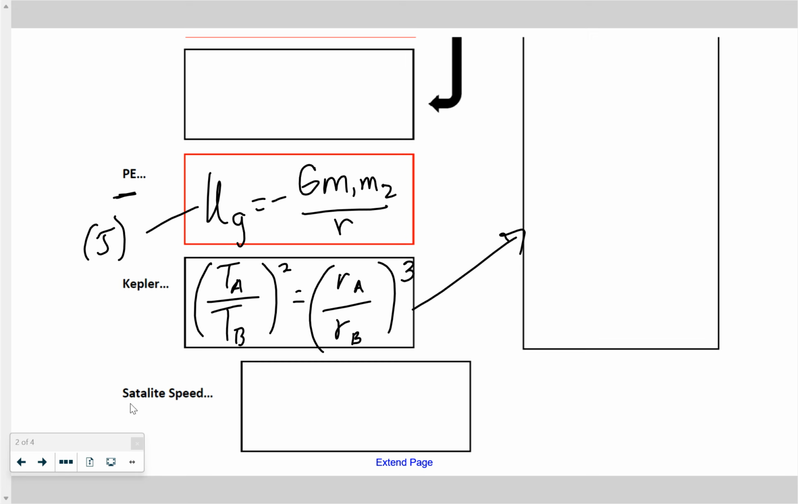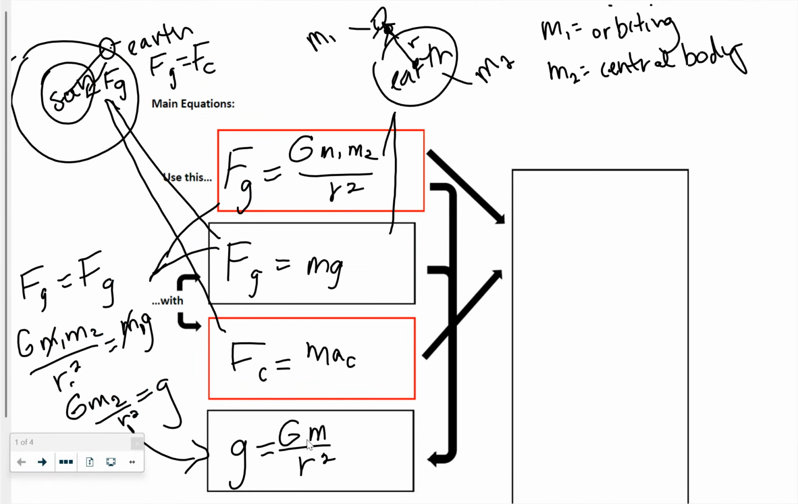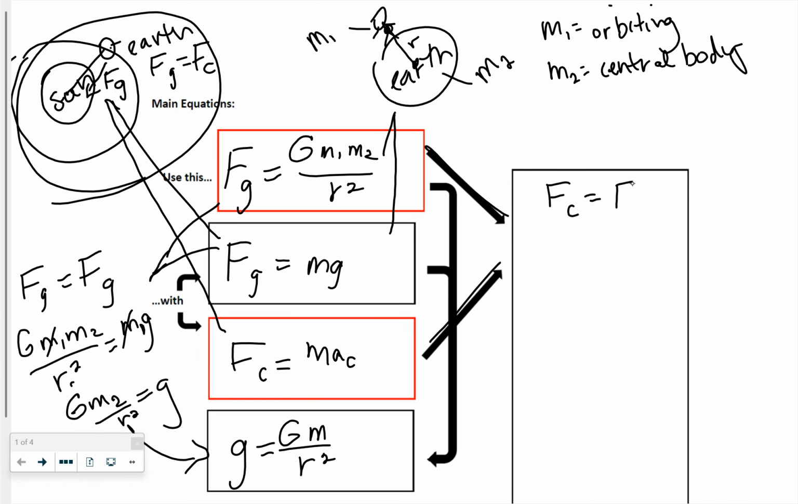But let's go back to the previous slide and set these two equations equal to each other. So again, we're doing this. We're setting the force of gravity equation equal to centripetal force. So basically, we're just summing the forces, this stuff up here. Centripetal force is equal to the force of gravity. Centripetal force is mass times centripetal acceleration.